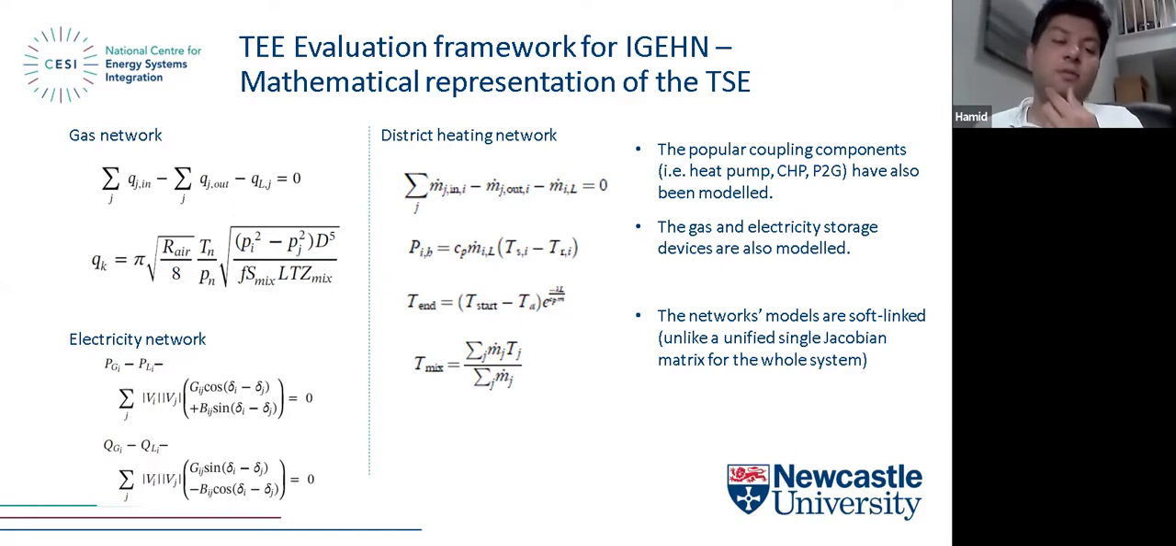Same for the electricity network: the balance of real and reactive power flows at every bus of the network. And the same for the district heating network: the balance of hot water flow and the temperature drop in every pipe, and the mixture of these different water flows with different temperatures.